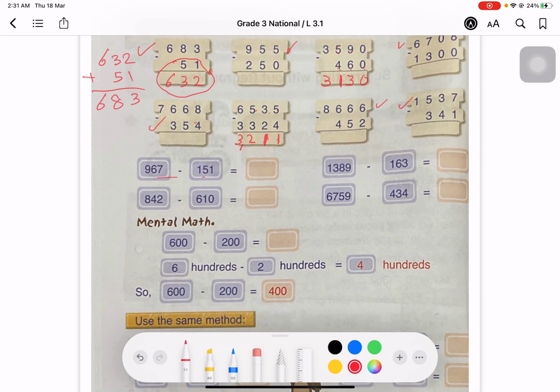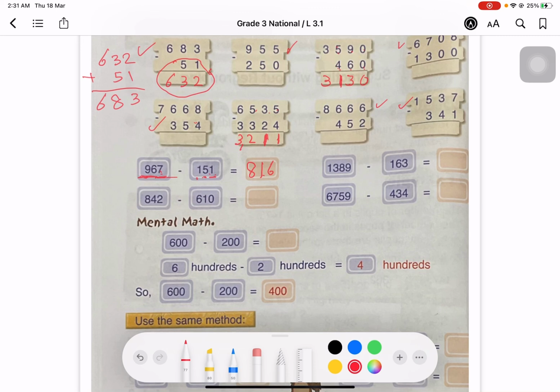Let's start. 7 minus 1, the answer is what? 6. 6 minus 5, the answer is 1. And 9 minus 1 is 8. So you should start with the ones from here, with the ones from here. The tens with the tens, the hundreds with the hundreds. And start with the big number. 7 minus 1, it's 6. 6 minus 5, it's 1. 9 minus 1, it's 8.